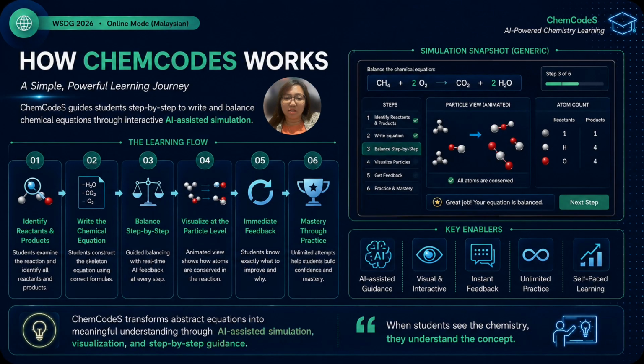The learning process follows 6 clear steps. Students first identify the reactants and products. They then write the chemical equation using the correct formulas. Next, they balance the equation step by step. CHEMCODES visualizes the particles, compares the number of atoms on both sides, and provides immediate feedback. Students can repeat the activity until they achieve mastery and confidence.